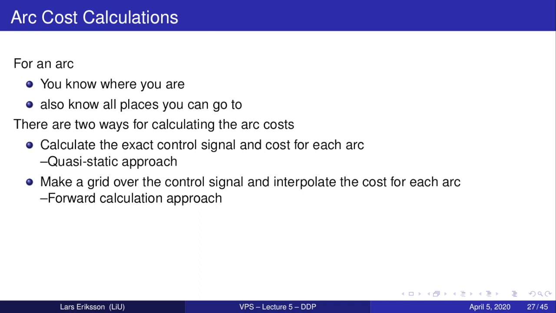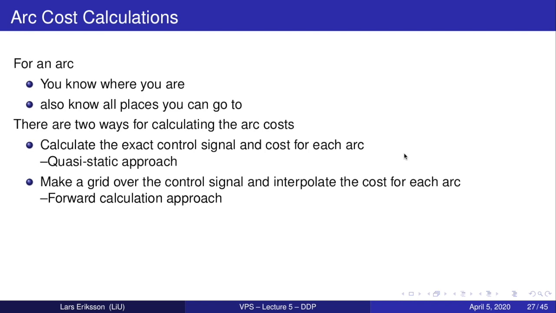And this can be seen as the quasi-static approach. We know the movement that we're going to do and then we calculate backwards until we, for example, get the fuel consumption for making that step. Another way of approaching it is to make a grid over the control signals and evaluate the control signals and then interpolate the arc costs over each arc. This is discussed very much in the book, so I will not spend much more time on it in the lecture series.